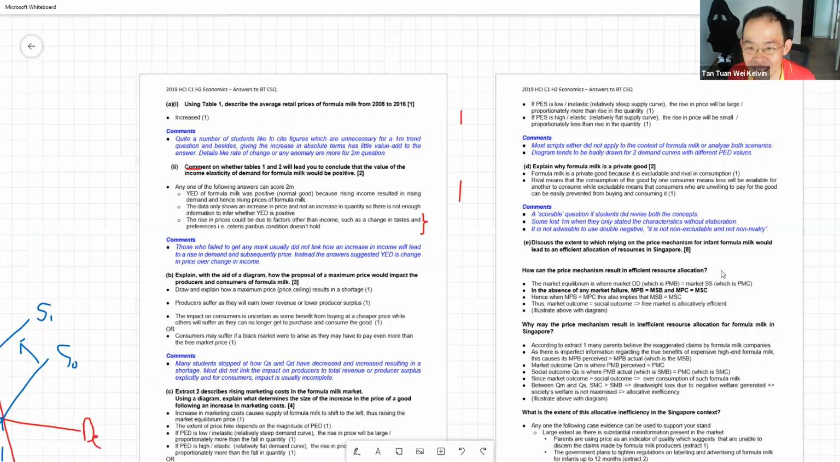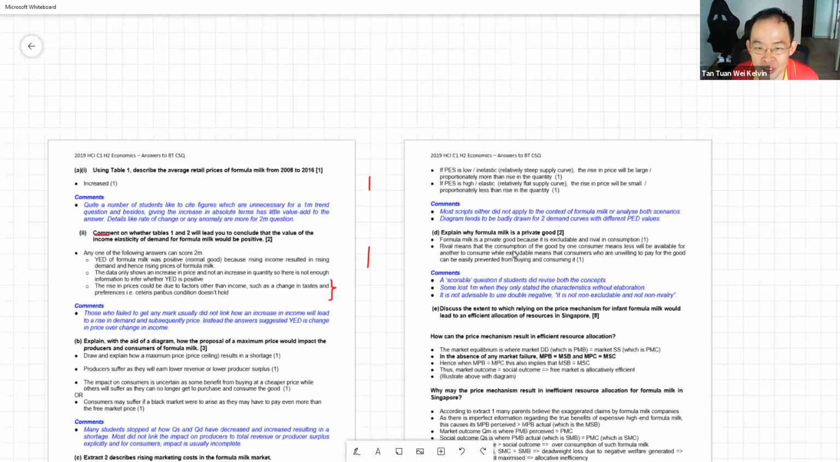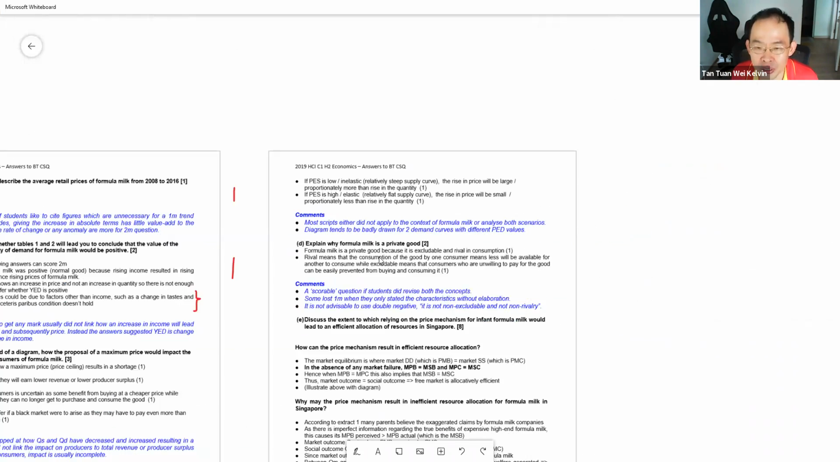Okay, so let's take a look at part D. 1 mark for stating that it is a private good, 1 mark for explaining either rivalry or excludability. Do we need to score both parts? Actually for this one, you only need to do 1. If you do 2, of course, it's fine.